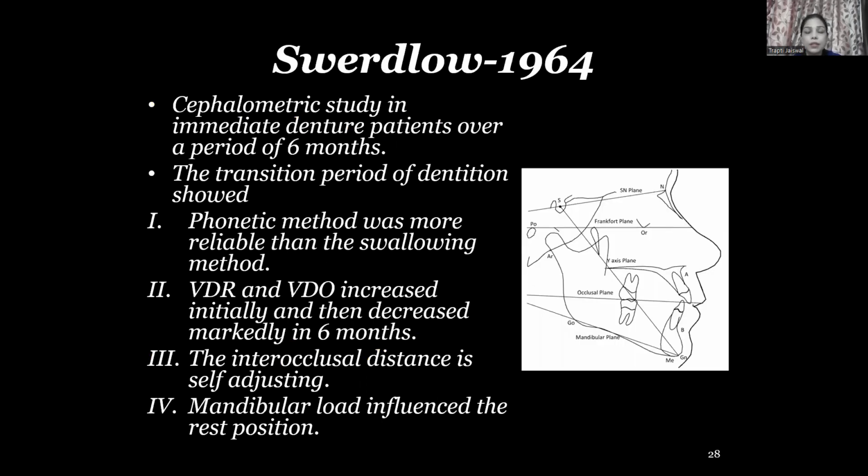Fordlow in 1964 did a cephalometric study in immediate denture patients over a period of 6 months. During the transition period of dentition, the phonetic method was shown to be more reliable than the swallowing method. The vertical dimension at rest and occlusion increased initially and then decreased markedly in 6 months. And then the interocclusal distance is self-adjusting. It is the interocclusal distance which adjusts itself, because it is in the range of 2 to 4 mm, while the vertical dimension at rest and occlusion are changing. He said that mandibular load is influenced by the rest position.